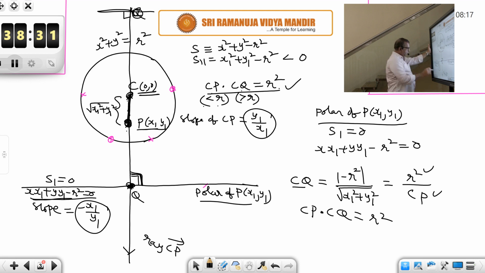Because polar S1 equal to 0, this is the equation. Through the origin, you draw a line parallel to S1 equal to 0. What is the equation?